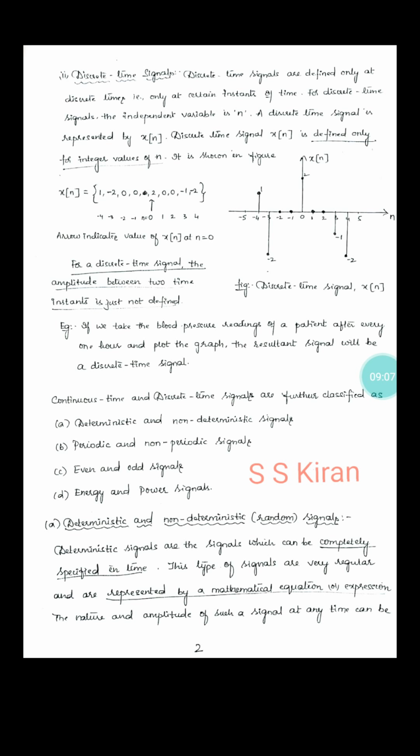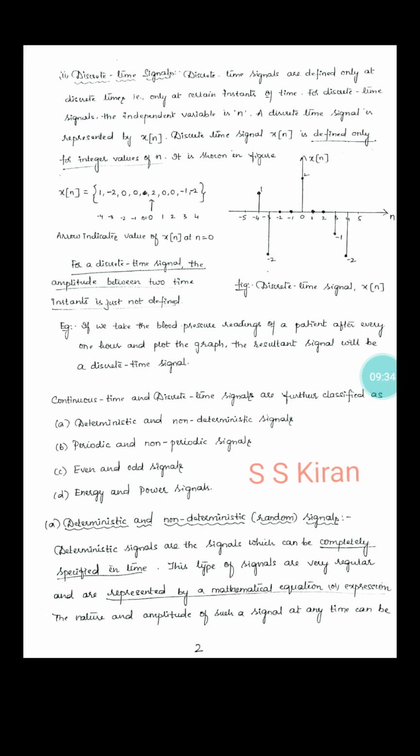The independent variable is integer n. We can identify integer n. A discrete time signal is represented by x of n. Coming to continuous, it is represented by x of t. A discrete time signal x of n is defined only for integer values of n.